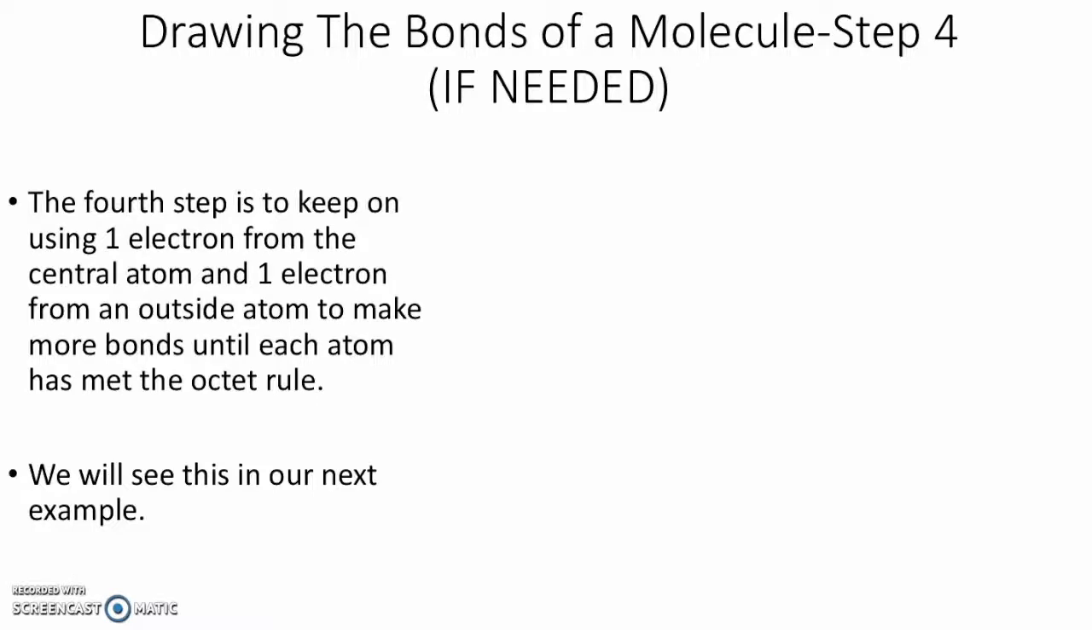Well, what you've got to do is repeat step 2. You want to, again, take 1 electron from the central atom and 1 electron from the outer atom and combine them to make another bond. So you want to keep on making bonds with the central atom until the octet rule for each of the atoms in the molecule is met. We're going to see this in our next example if that's very unclear.